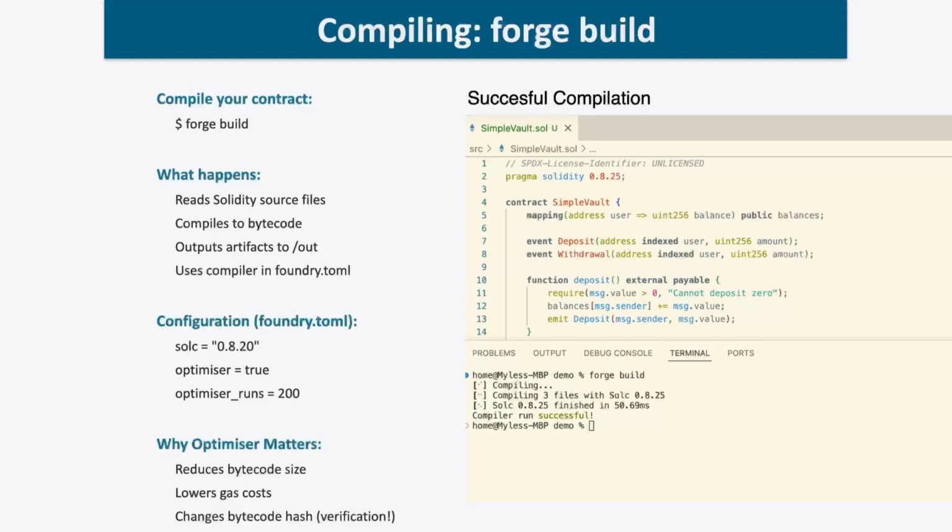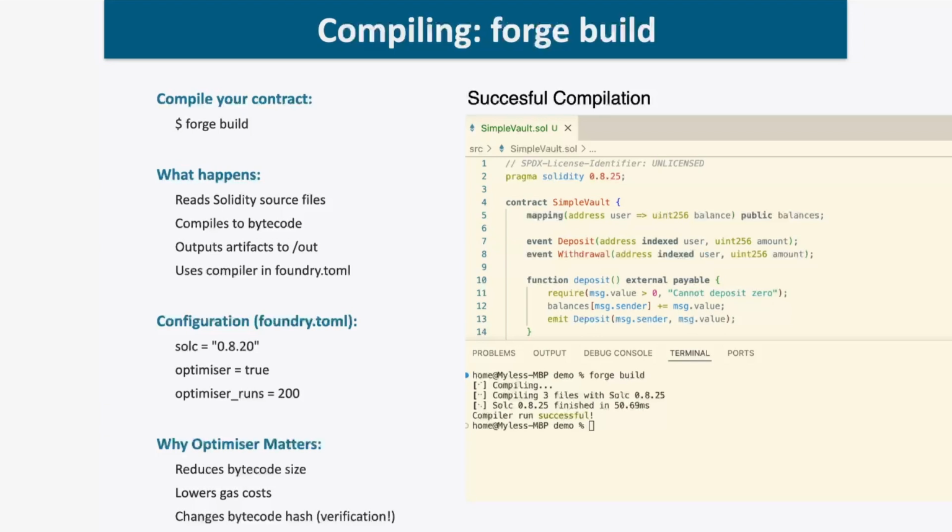To compile, you simply run forge build. This single command reads all Solidity files in the source folder, compiles them to bytecode, generates artifacts for the compiled output files, and saves everything to the out folder. Compilation behavior is controlled by a foundry.toml file.